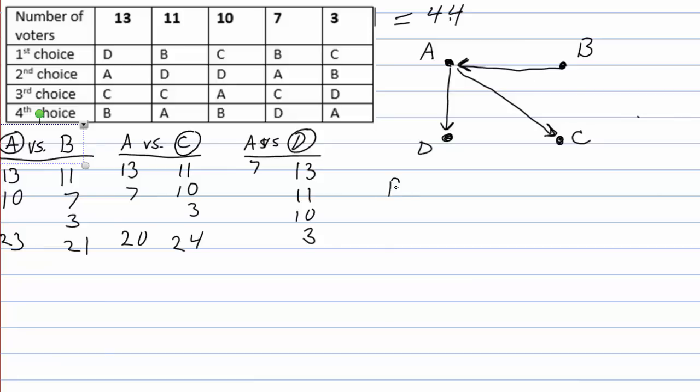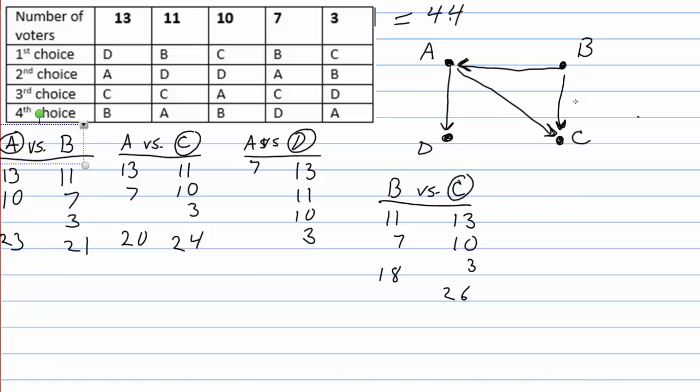So now we can look at B versus C. So looking in the first column, those 13 voters prefer C over B, so C picks up 13. And the next column, B is preferred over C, so B picks up 11. In the third column, C is preferred, so it picks up 10. In the fourth column, B is preferred, so it picks up 7. And in the final column, C is preferred, so it picks up 3. So in total, B has 18 votes, and C has 26. So C is clearly the winner. So we would draw an arrow from B to C.